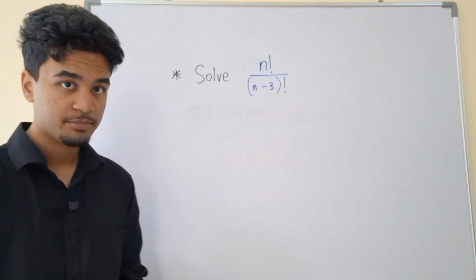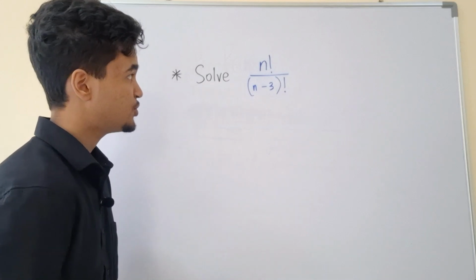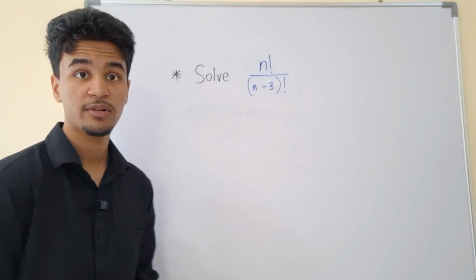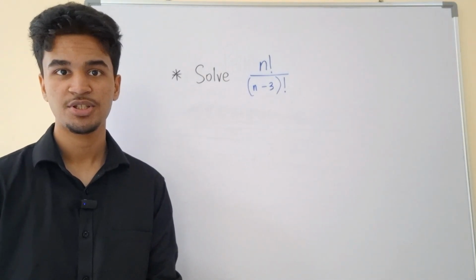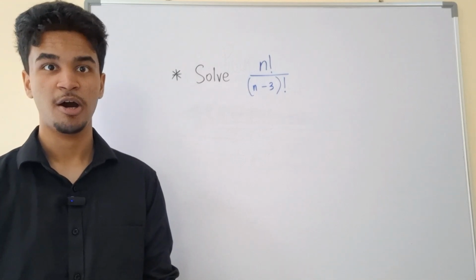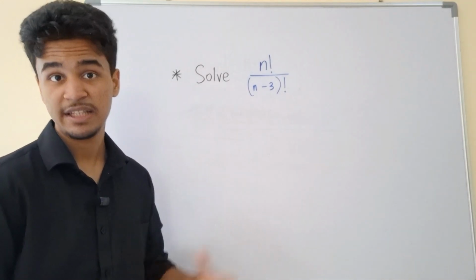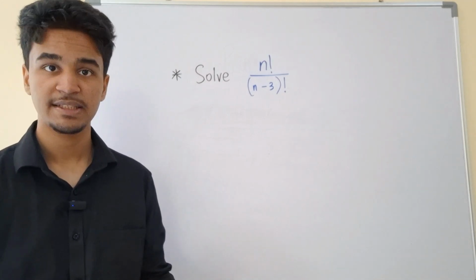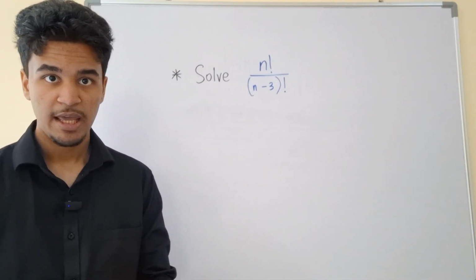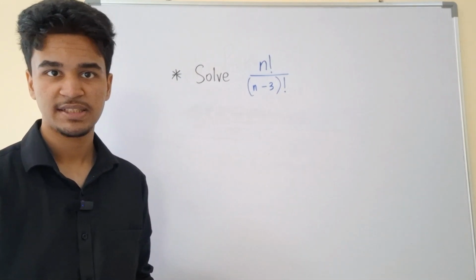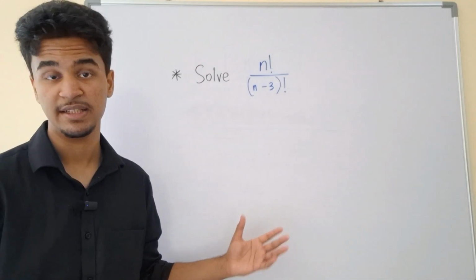Let's look at another example. Solve n factorial over (n minus 3) whole factorial. Now looking at this question, you may think, whoa, that was a big jump from that previous question to whatever this is. But don't worry, this is still a very simple question. It just follows the same formula, it just has variables in it this time.